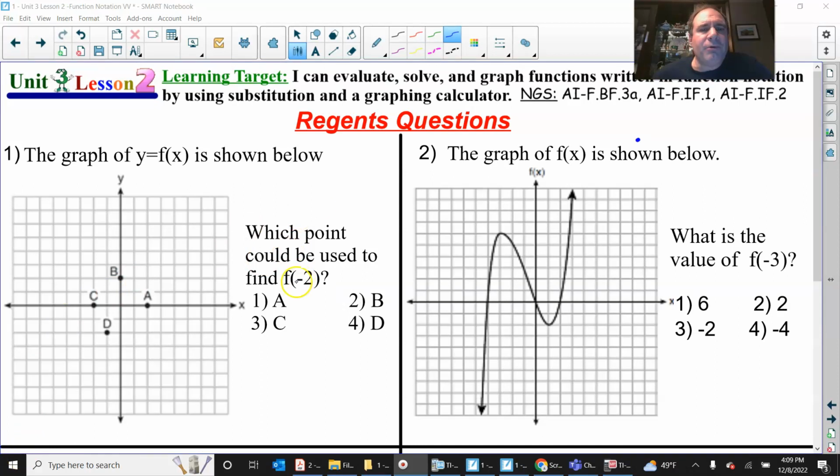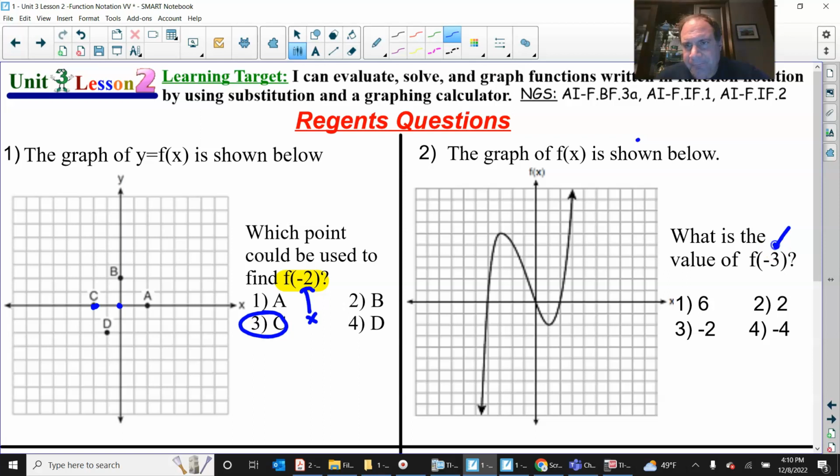So take a look. Which point could be used? And I'm just going to highlight f of negative 2. Just remember what I said. If the negative 2 is inside the parentheses, that's the x. So if this is the x, this is the input. At negative 2, here's 0, 0. Negative 2 is right here. So if you circled C, that's great.